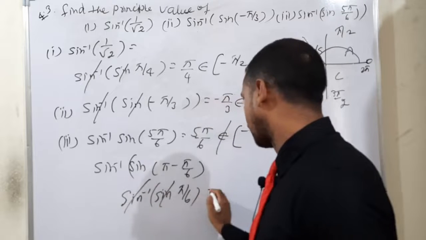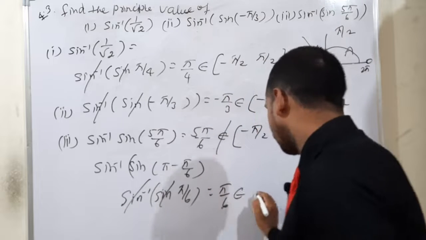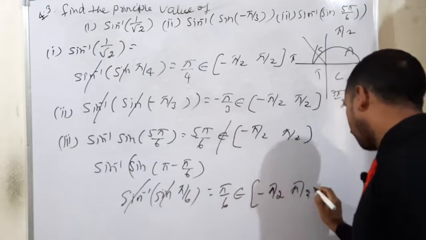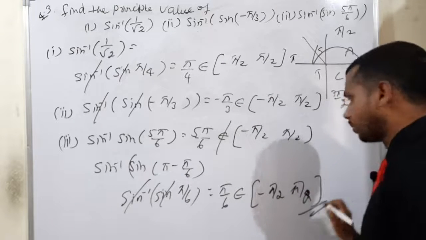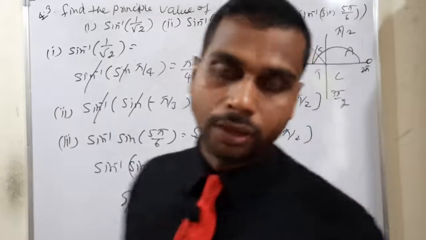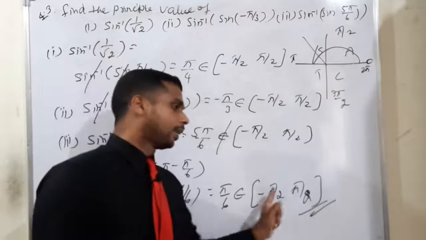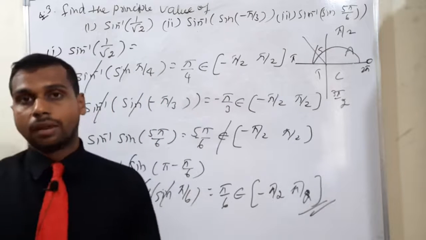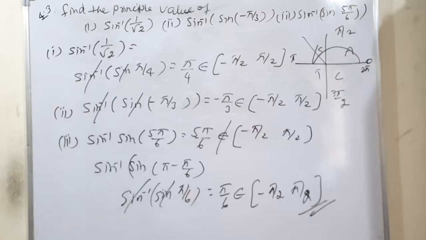So, sine inverse sine cancel means pi by 6. It belongs to negative pi by 2 to positive pi by 2. This is the answer for subdivision third. Okay, check it there. Pi by 6 means 180 divided by 6, which is 30. It lies in negative 90 to positive 90. This is the answer for example 4.3. I will continue with the next example.